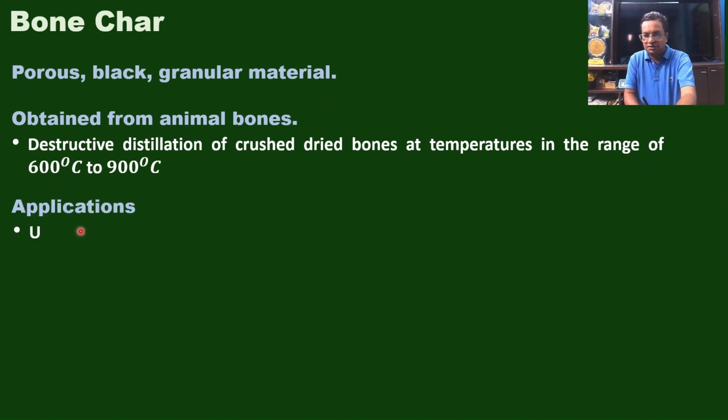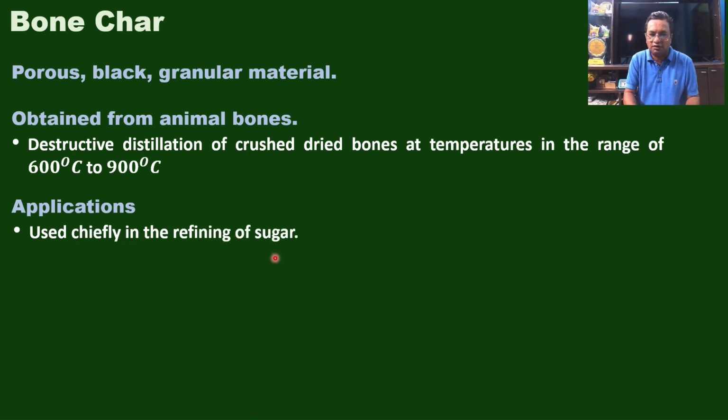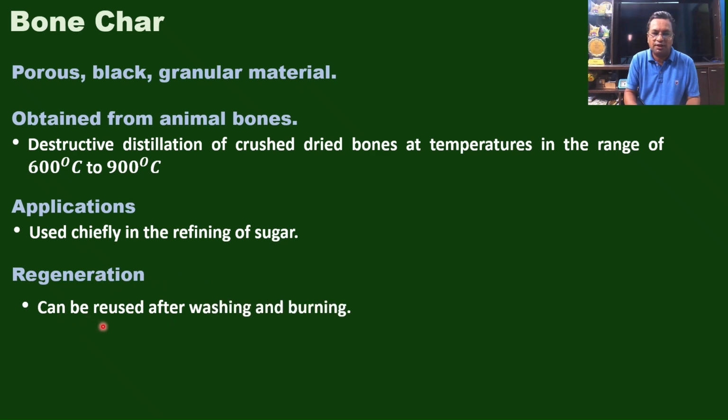What are the applications for bone char? It is used chiefly in the refining of sugar. You can regenerate it. How can you do that? The regeneration can be carried out after washing and burning. So washing and burning will regenerate bone char after it gets saturated, and then you can use it in new adsorption applications.